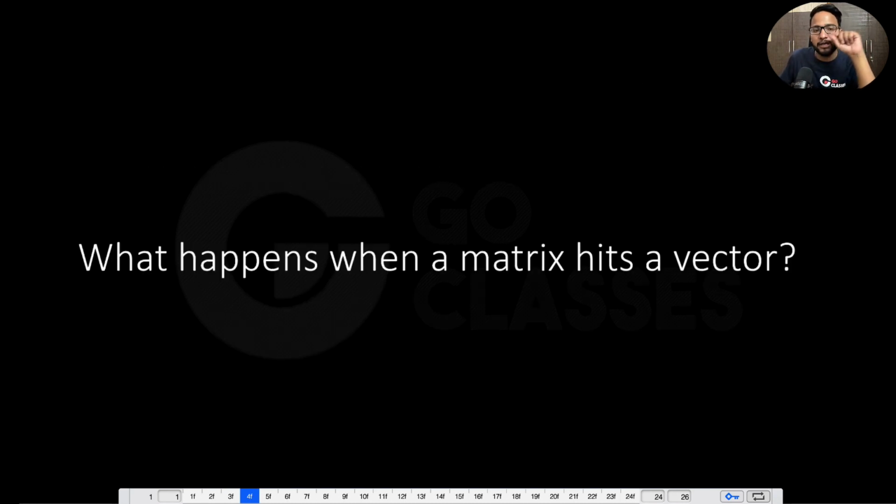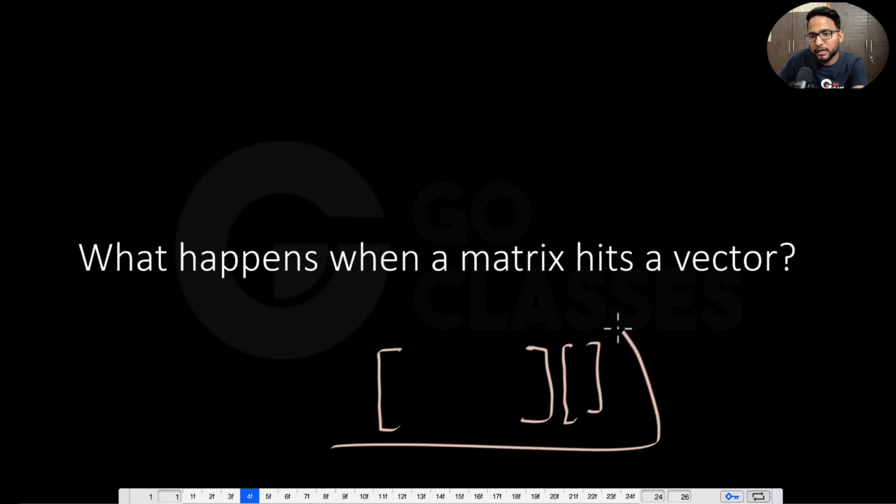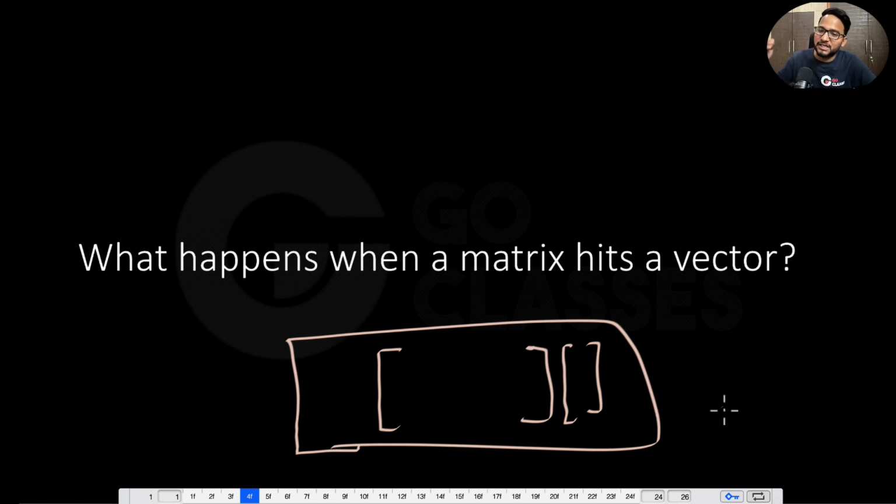Let's start with a very nice question: what happens when a matrix hits a vector? Which means you have a matrix and you have a vector. If you multiply a matrix and a vector, then what's going to happen? We have already seen a couple of times that this is the linear combination of columns of A, right? But eigenvalues, as I told you, are just another way to look at matrix and vector multiplication. I can say it is one special example of matrix and vector multiplication.